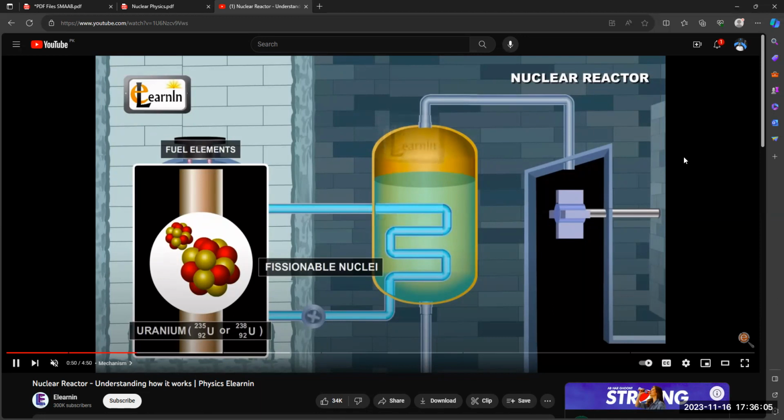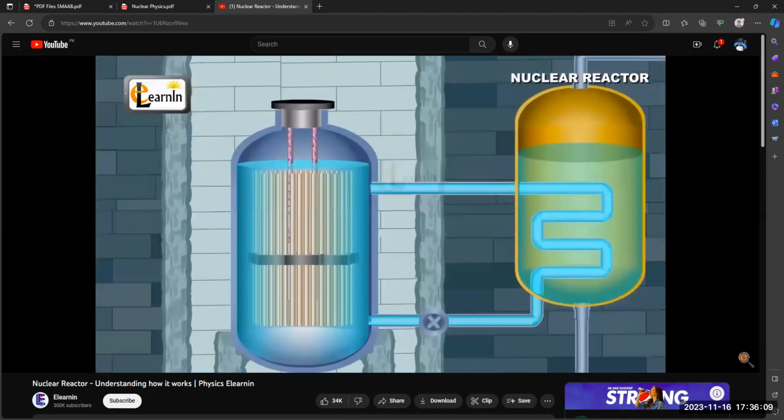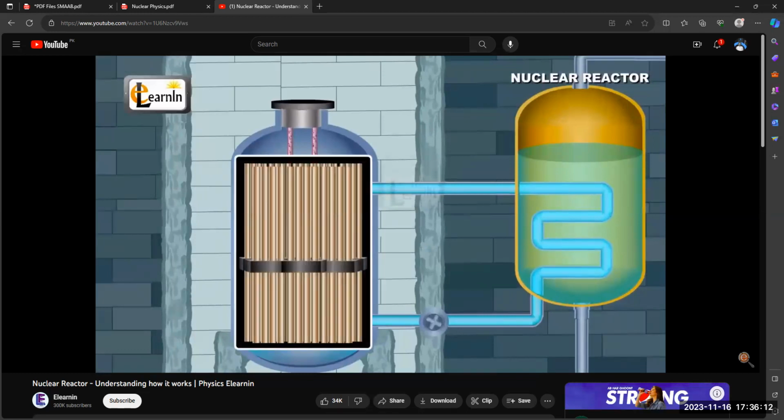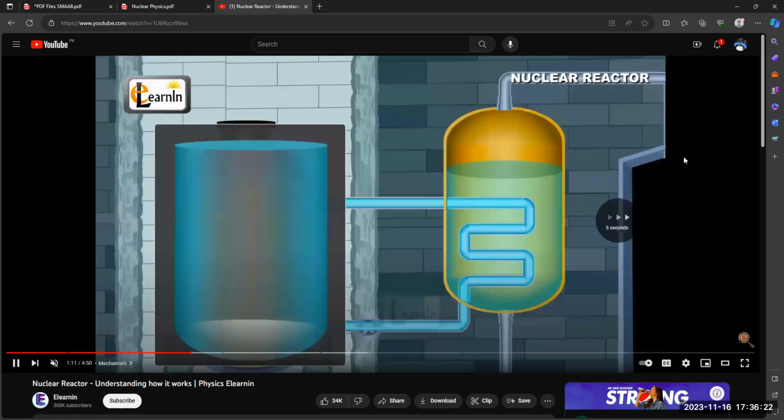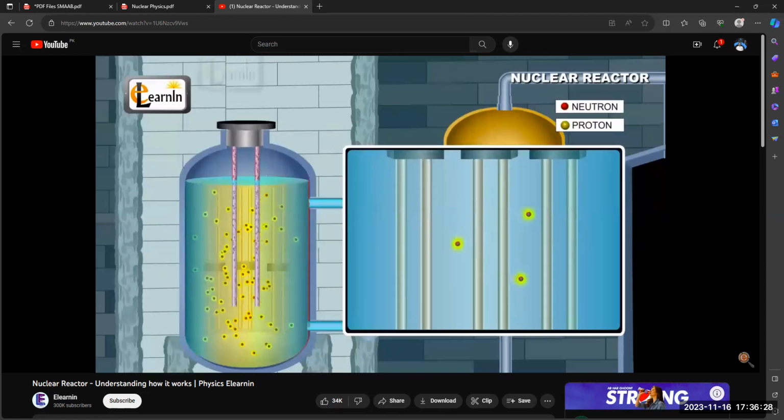Because if you are using multiple uranium atoms there, the fission reaction will definitely be stronger. And if we are using fewer rods, there will be a smaller quantity of uranium atoms, and that will generate less electricity because the fission reaction will be slowed down. And this is the moderator, normally water. And we will also discuss the working of the moderator.